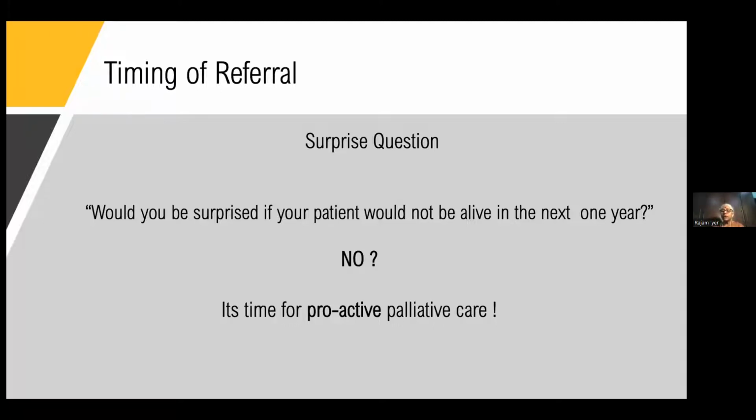So this research was done in England, which is very interesting. And all you need to do is, when you look at your patient who is on the slippery slope down, think and in your mind, ask this question: will you be surprised if this patient were not to be alive in the next 1 year? And if the answer in your mind is no, that is the time for proactive palliative care. So it is not a question of losing hope or referring to us very early, but it gives us enough time to have a shared care with the patient.